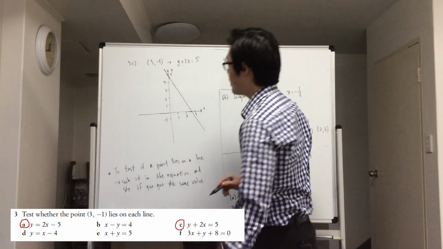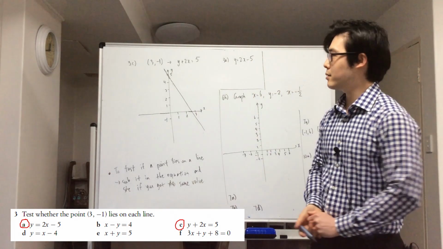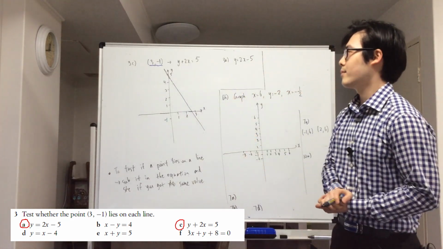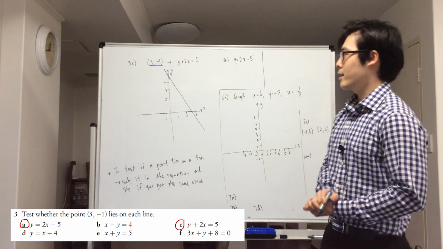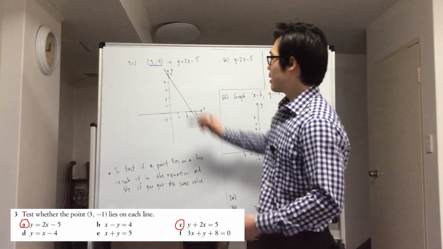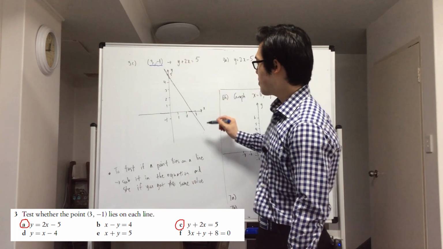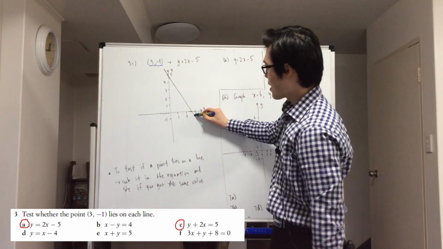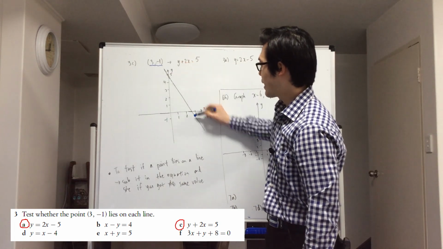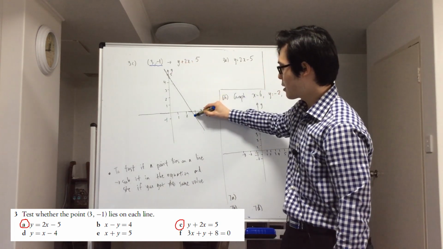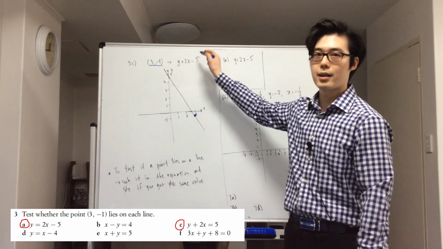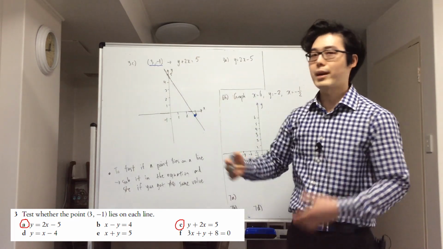Question 3c. It says test whether that coordinate lies on that line. So what that means, I've just drawn the graph. Let's plot that point. 3 and minus 1 is here. Can you see graphically that point does lie on this line? Yeah, as you can see the dot is on the line. So this coordinate does lie on the equation, but we have to prove that.